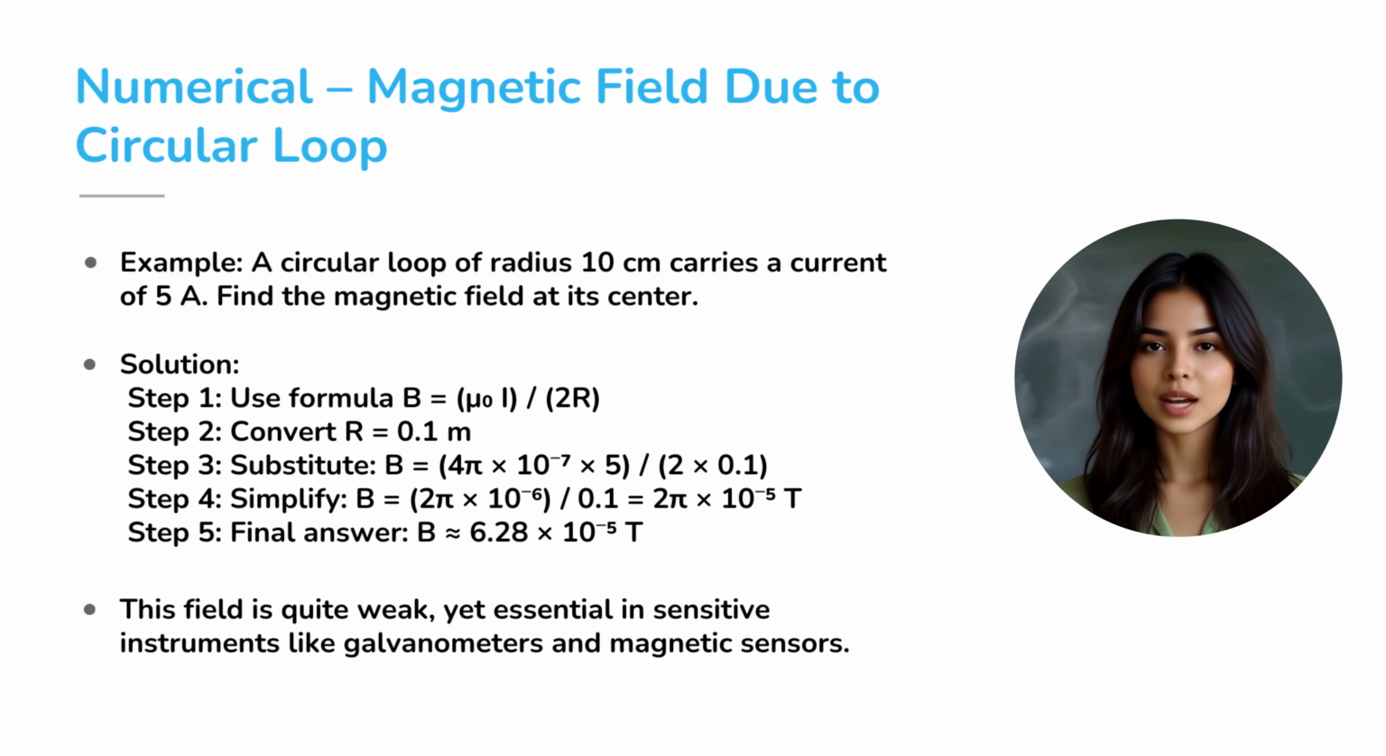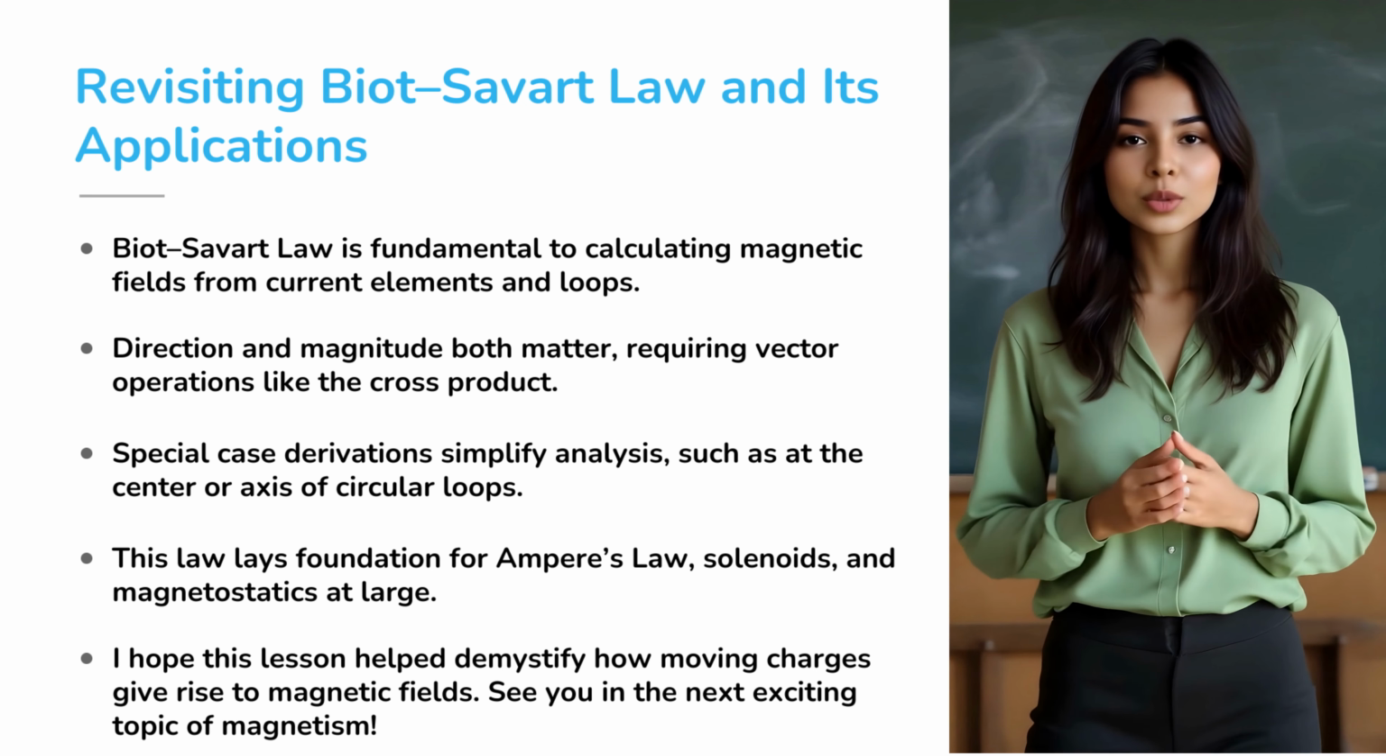Now, substituting the values, we get B equals 4 pi times 10 to the power minus 7 multiplied by 5 divided by 2 times 0.1. Simplifying, B equals 2 pi times 10 to the power minus 6 divided by 0.1. That gives B equals 2 pi times 10 to the power minus 5 Tesla. Numerically, that is approximately 6.28 times 10 to the power minus 5 Tesla. Even though this value looks small, such a magnetic field is very important in the working of galvanometers and other precision instruments.